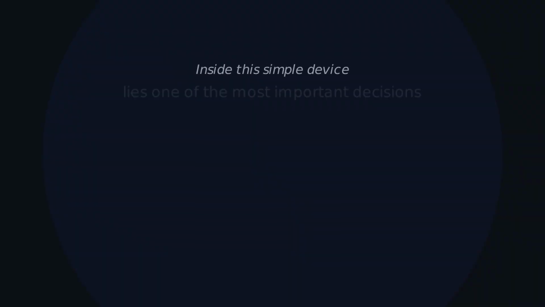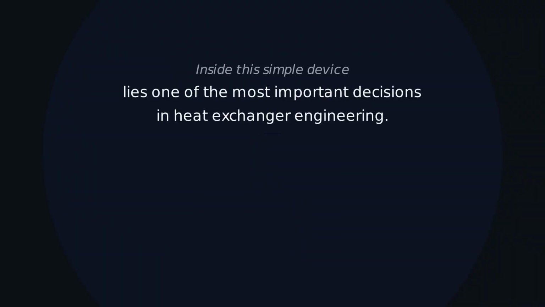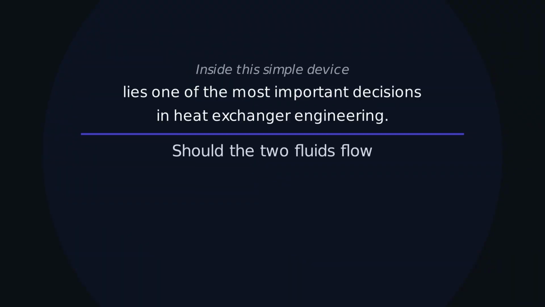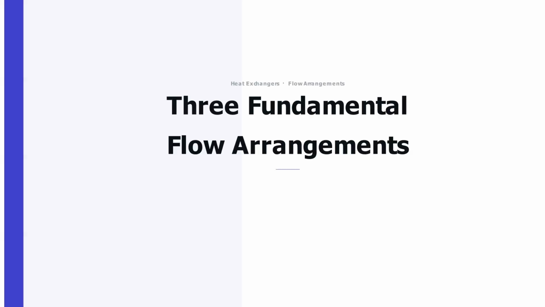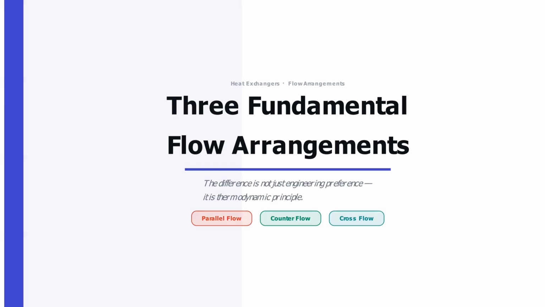Because hidden inside this simple device is one of the most important decisions in heat exchanger engineering. Should the two fluids flow in the same direction or in opposite directions? Hold that question. We will answer it mathematically. But first, let us understand every type of heat exchanger that engineers actually use. There are three fundamental flow arrangements in heat exchangers, and the difference between them is not just engineering preference, it is thermodynamic principle.